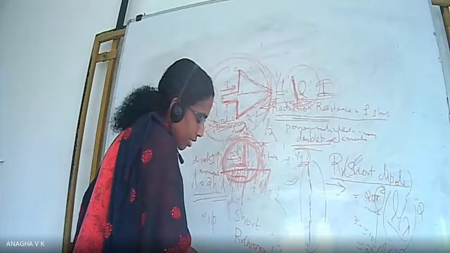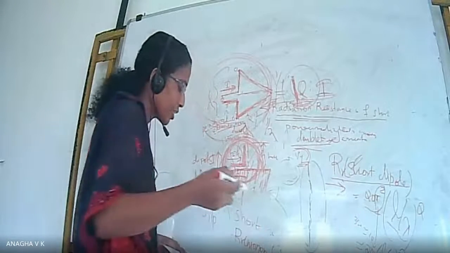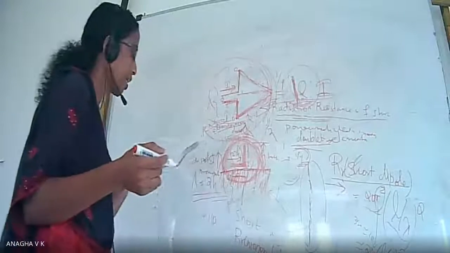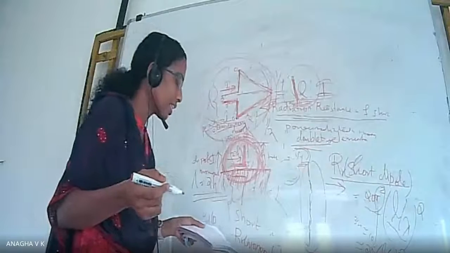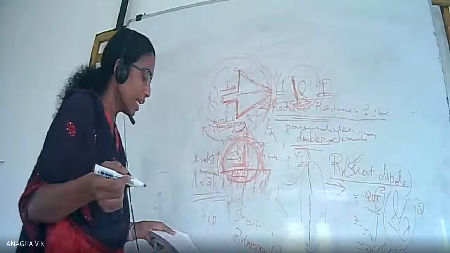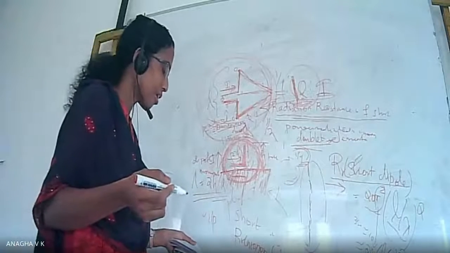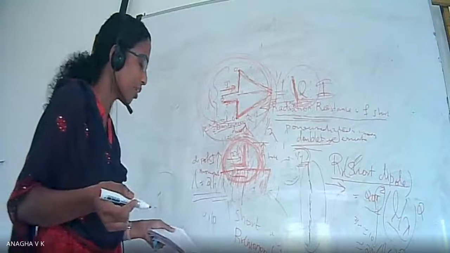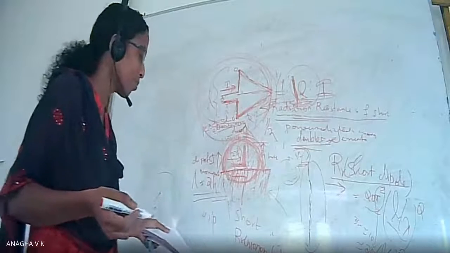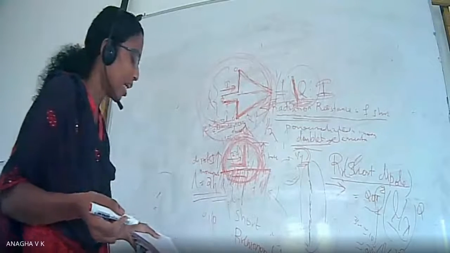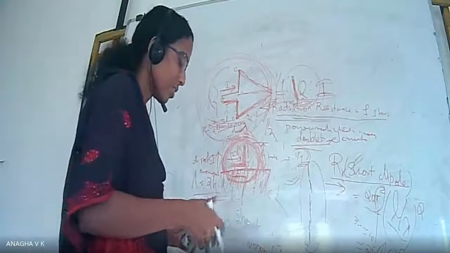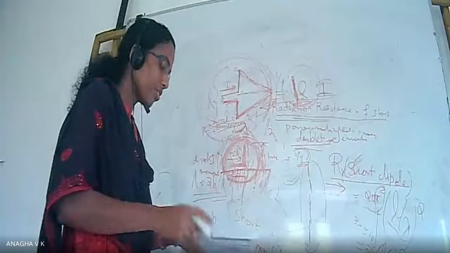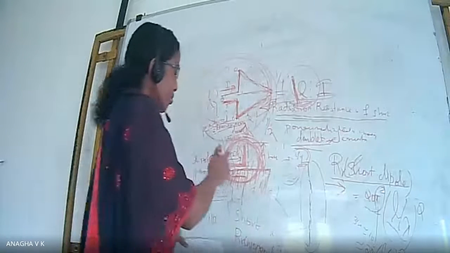So 400 h by lambda, 400 h in terms of the length. We are getting the radiation resistance of the monopole in terms of the height or length of the monopole, h by lambda the whole square. So this is the equation for the monopole.